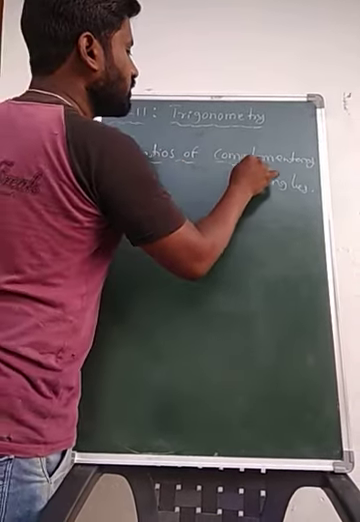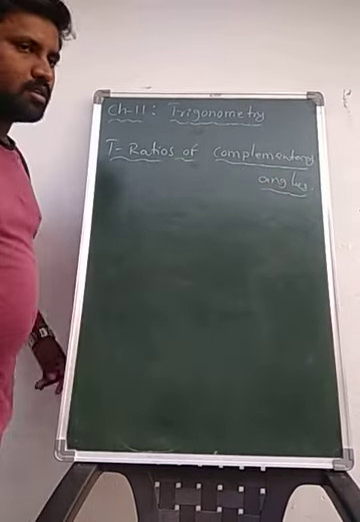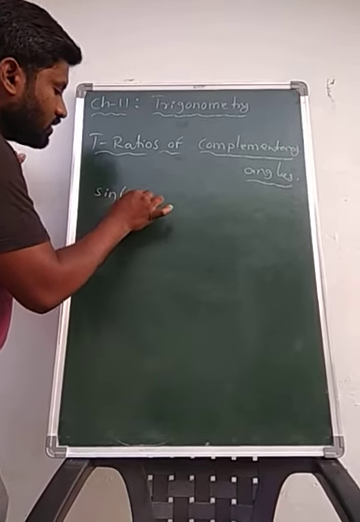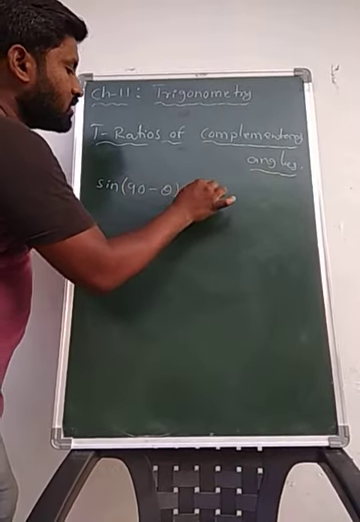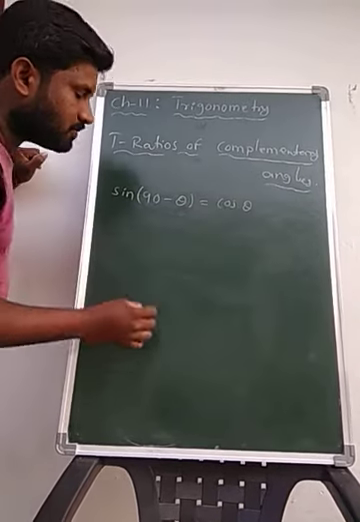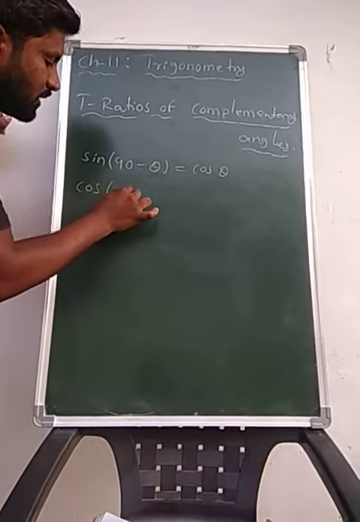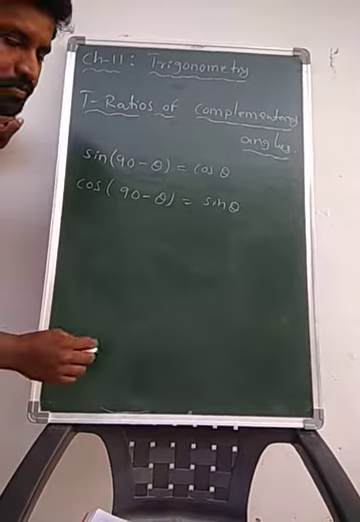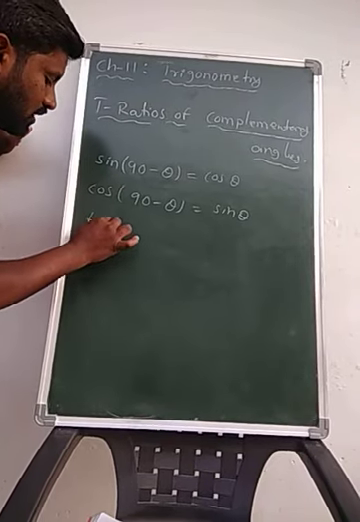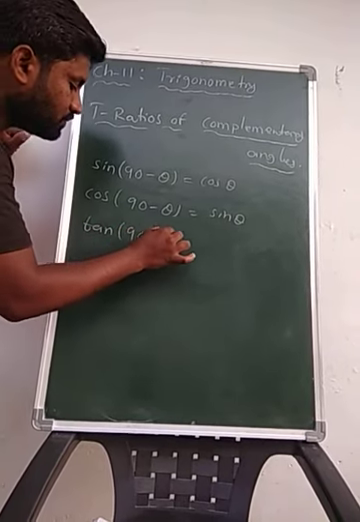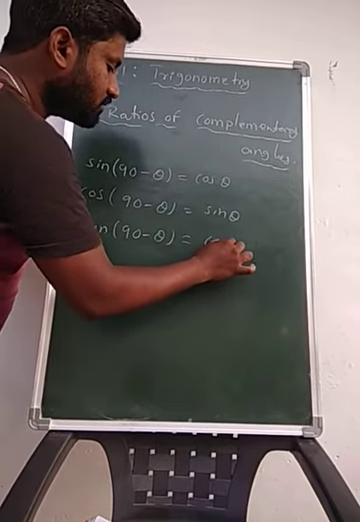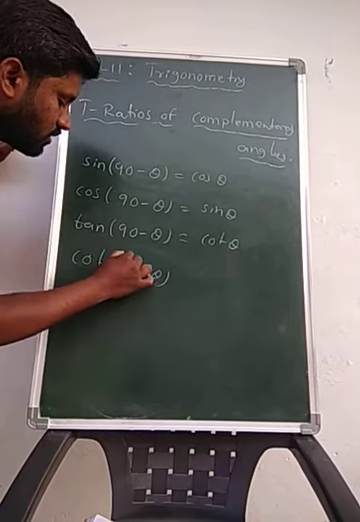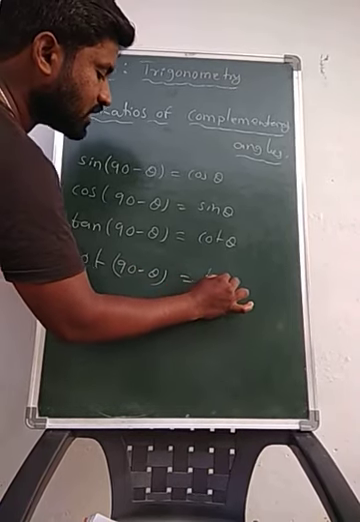T ratios of complementary angles. We discussed they are: sin 90 minus theta is equals to what? Cos theta. Cos 90 minus theta is equals to sin theta. Okay. Next, tan 90 minus theta is equals to cot theta. Cot 90 minus theta is equals to tan theta.